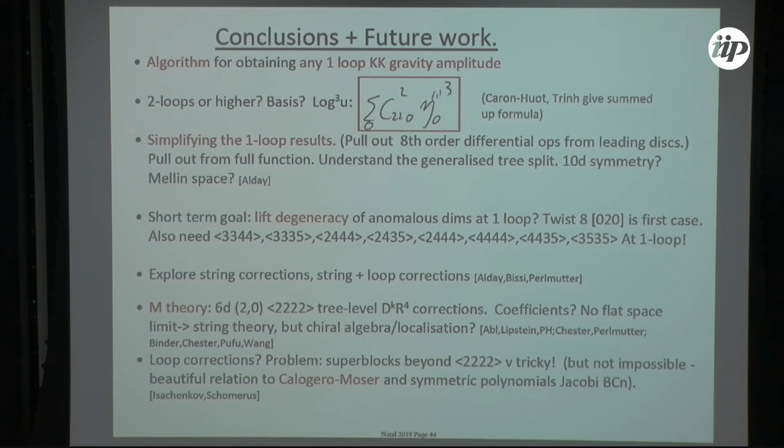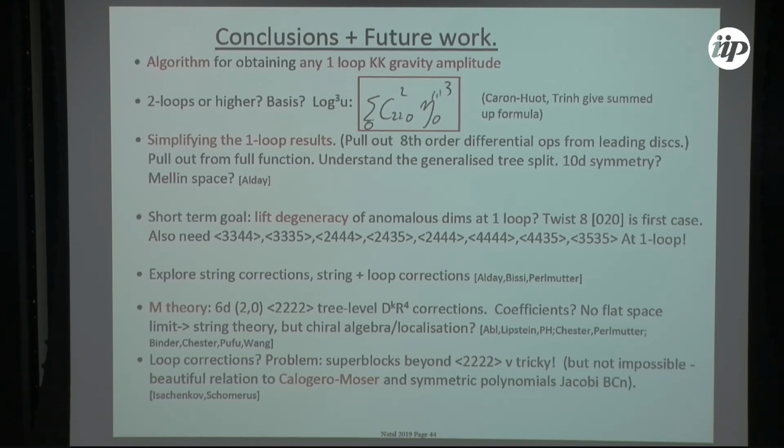So obviously one would want to look for higher loops, maybe. Simplifying the results we already have. So there's this 8th order differential operator I haven't discussed very much, but it can be pulled out from the double discontinuity. And the question is, can we pull it out from the full function? It seems you can, but there's another leftover tree-like bit, which is different from the other tree-like bit. There's the melon space, of course. Fernando wrote a paper that recently converted this into melon space.